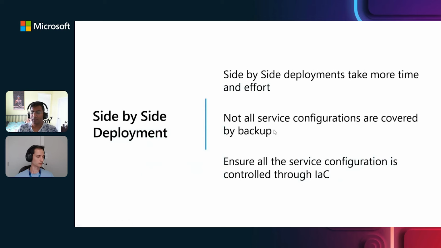Now, there can be cases where changing the existing API management is a strict no-go for some deployments. So if you are in that boat, you can always look at side-by-side deployments, but note that replicating an API management instance is very complex. You have to take backup, and not everything is included in the backup. So you have to make sure that all the configurations are captured as infrastructure as code so that you can replay it on the newer instance and ensure that all the instances will be alike.